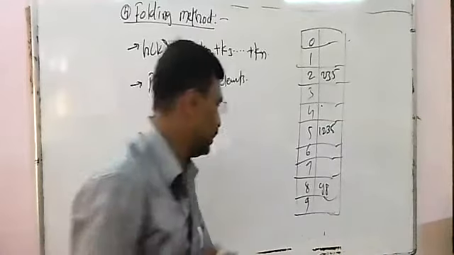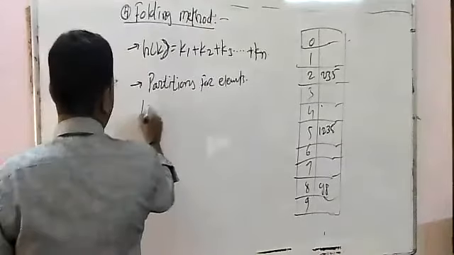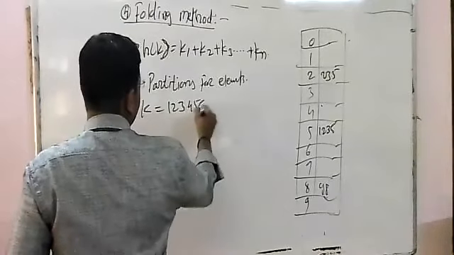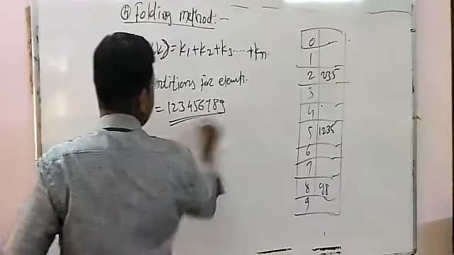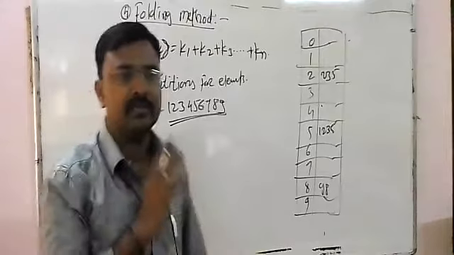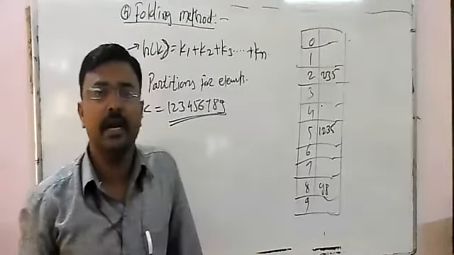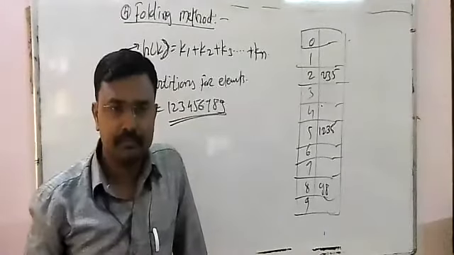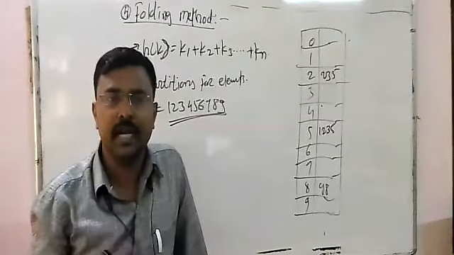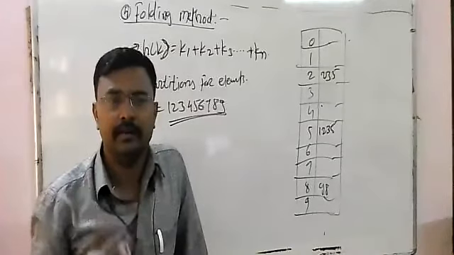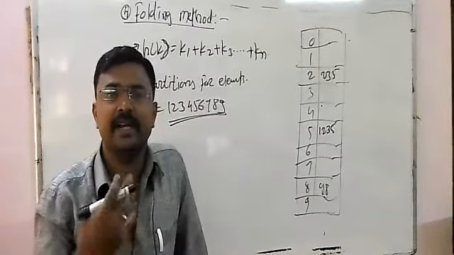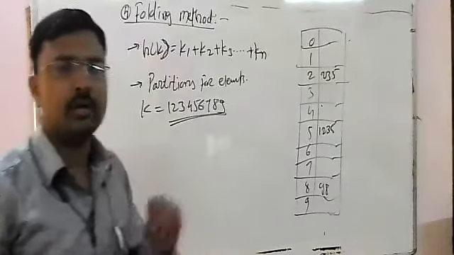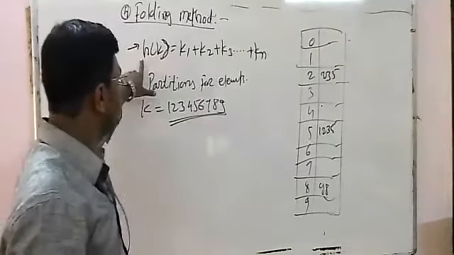Okay, for example, suppose your key value is 1, 2, 3, 4, 5, 6, 7, 8, 9. This is the key value, and I want to store this value into your hash table, which has a capacity of 100, where I want to store this element. So what we have to do? See how the hash function works.